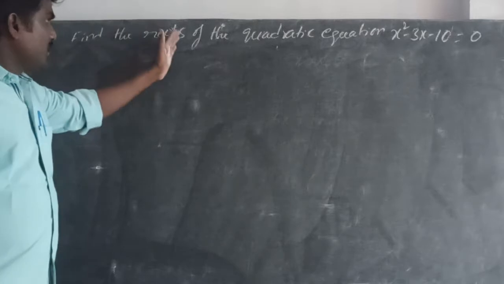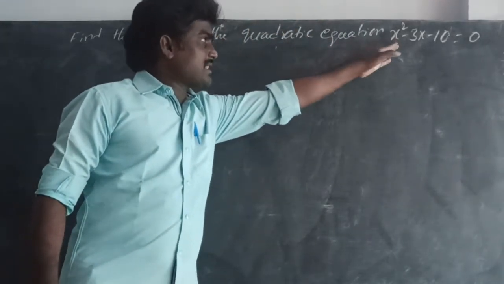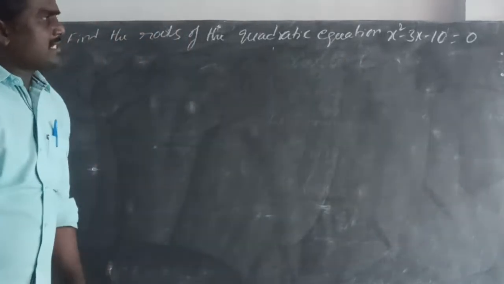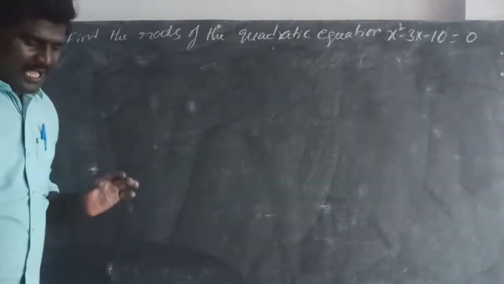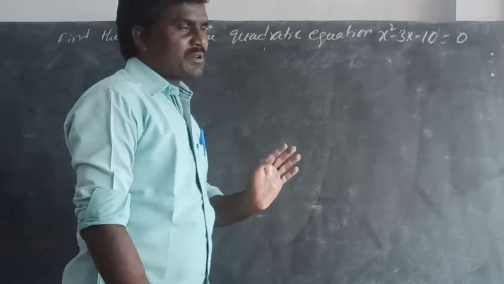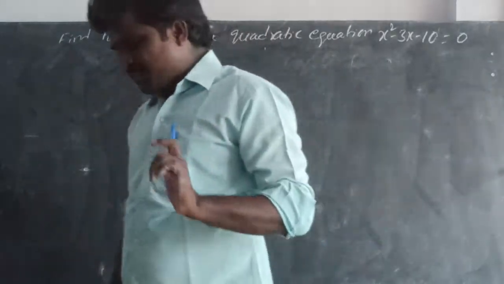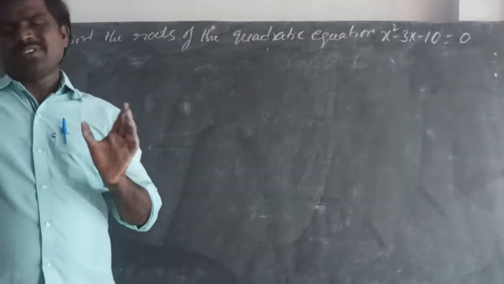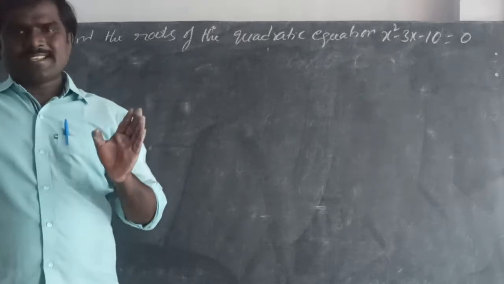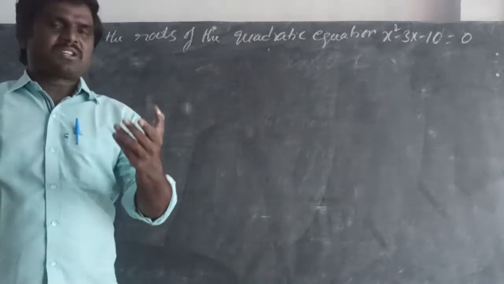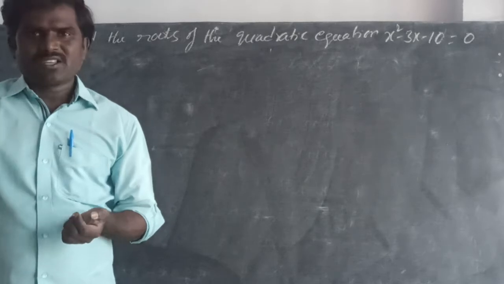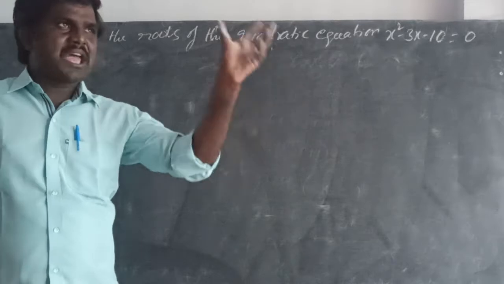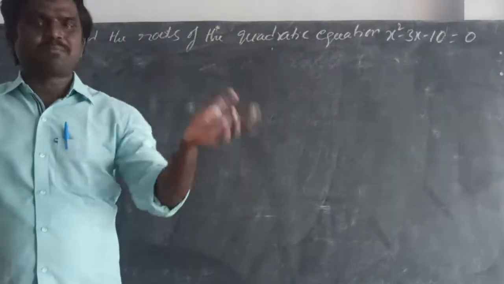Next, find the roots of the quadratic equation x squared minus 3x minus 10 is equal to 0. Okay, it is a non-algebraic identity expression. Algebraic identity expression means what? It means a squared plus 2ab plus b squared. An expression in the form of a squared plus 2ab plus b squared you can write as a plus b whole squared. a plus b whole squared means a plus b into a plus b. That means the expression has two factors, a plus b into a plus b.